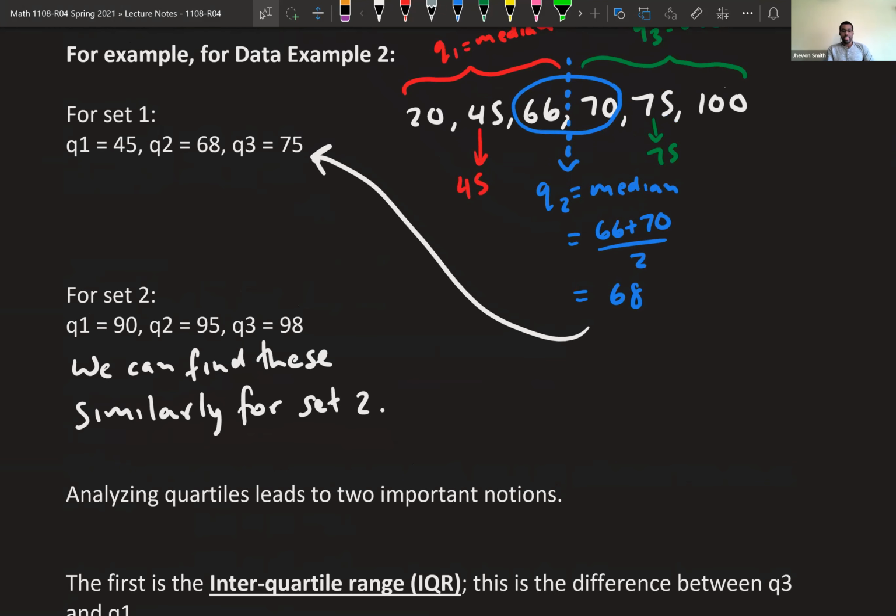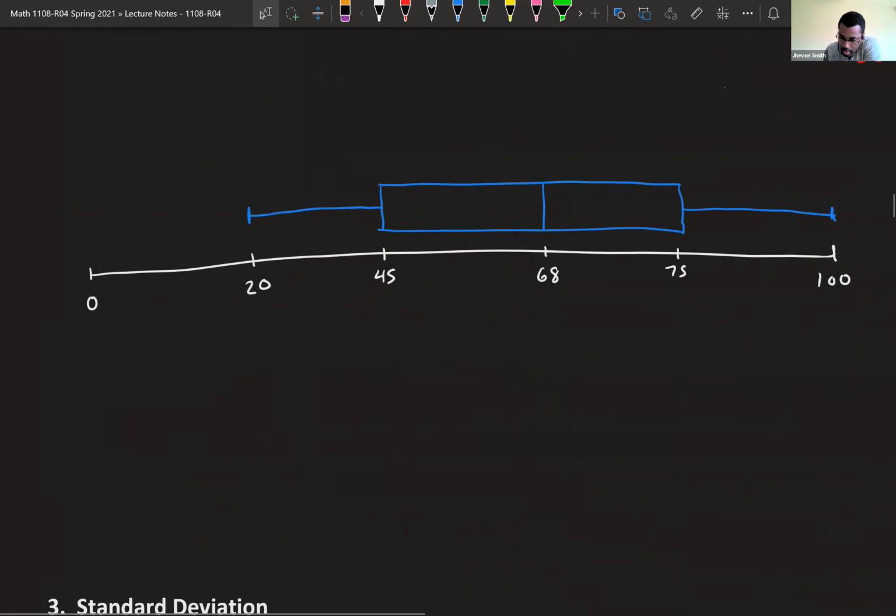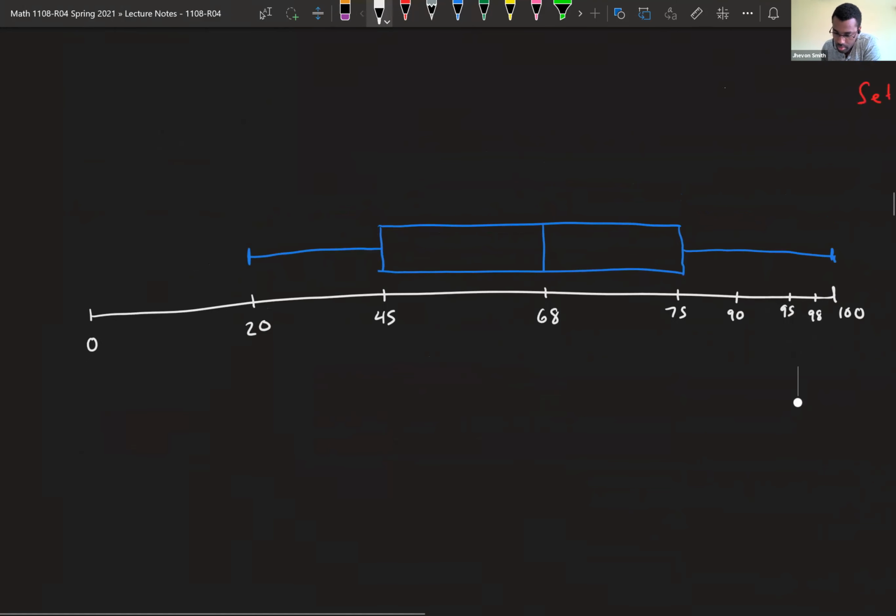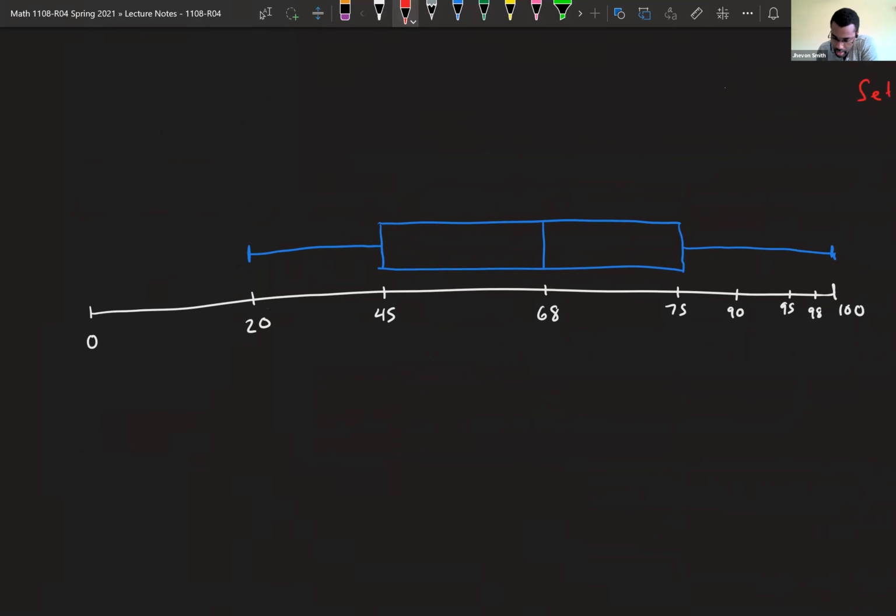Oh, Q1 was 90, 95, and 98. So they're all way up here. So look at 90, 95, 98. Okay. So now that's here, 90 up to 98 and 95.